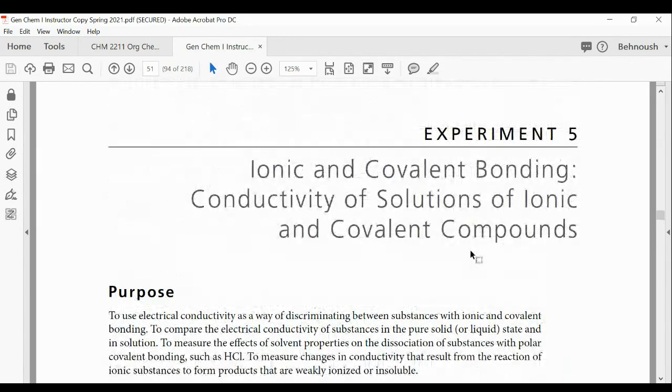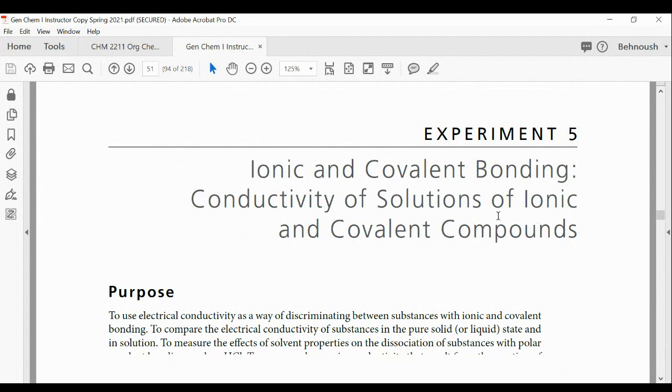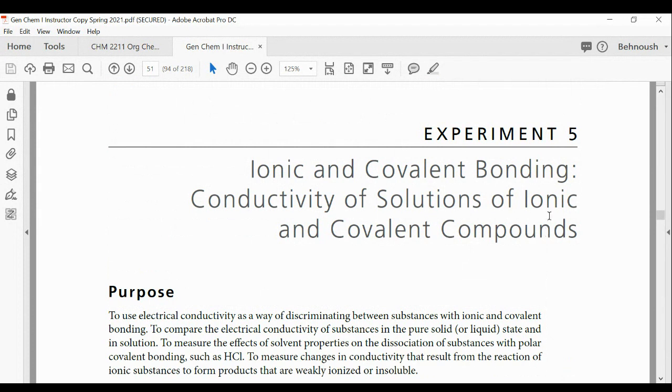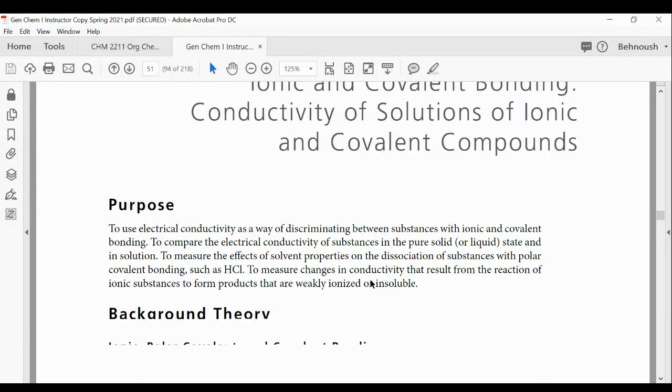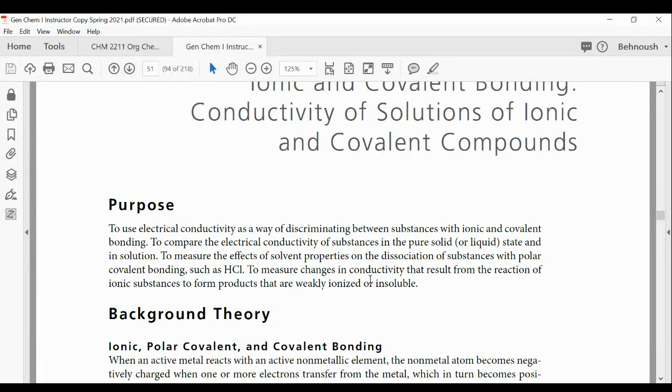Okay, the experiment about ionic and covalent bonding, conductivity of solutions of ionic and covalent compounds. We are going to examine a list of different compounds in the solid phase, in aqueous solution phase, in molecular phase as a pure sample or a mixture, and also look at the reactions. We are testing for conductivity of these samples given.